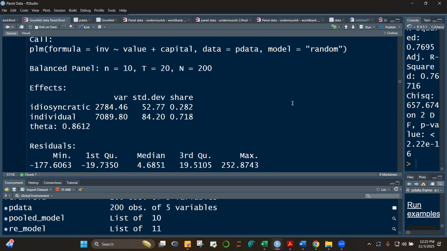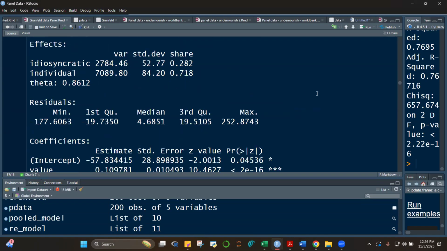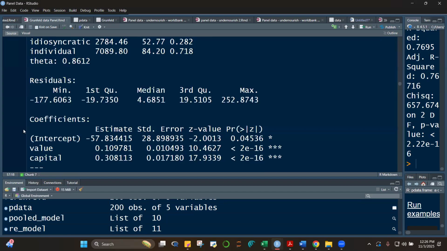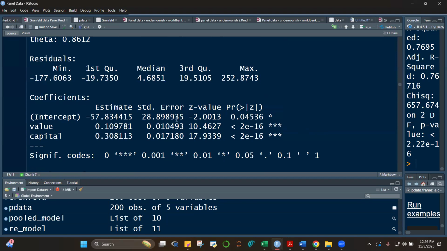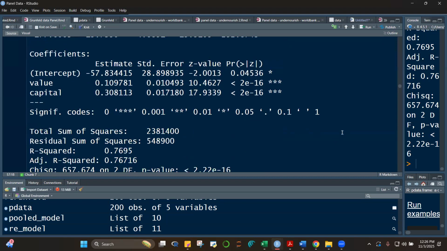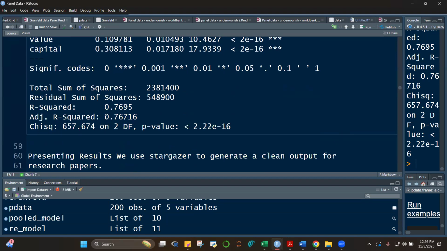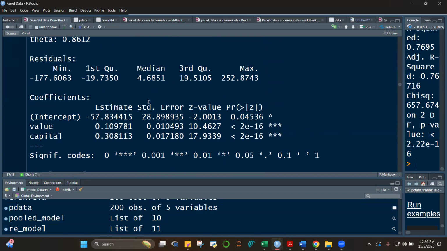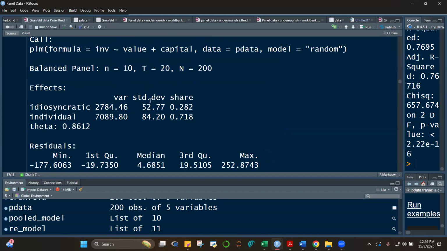And it still tells us here that it's a balanced panel data. And the residuals are also different, quite different residuals. The estimates are different. Here, class, the adjusted R squared is 0.76. And notice here there's something, the effects and theta, that's not present in the other two.